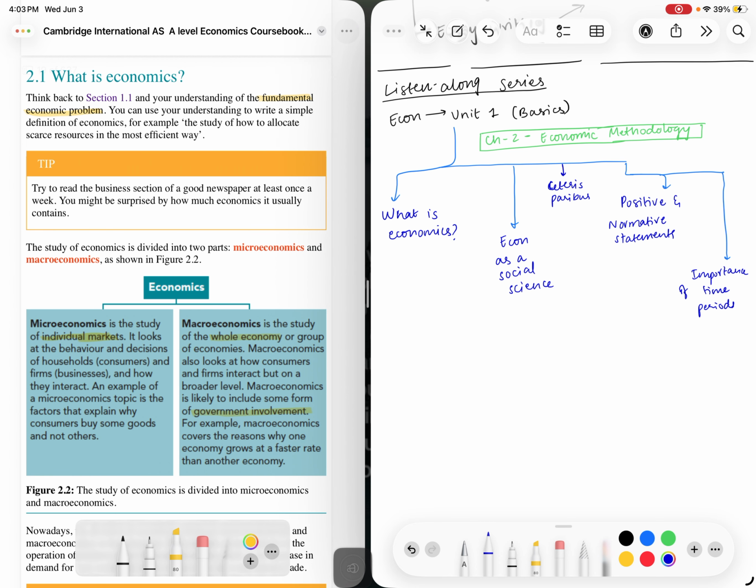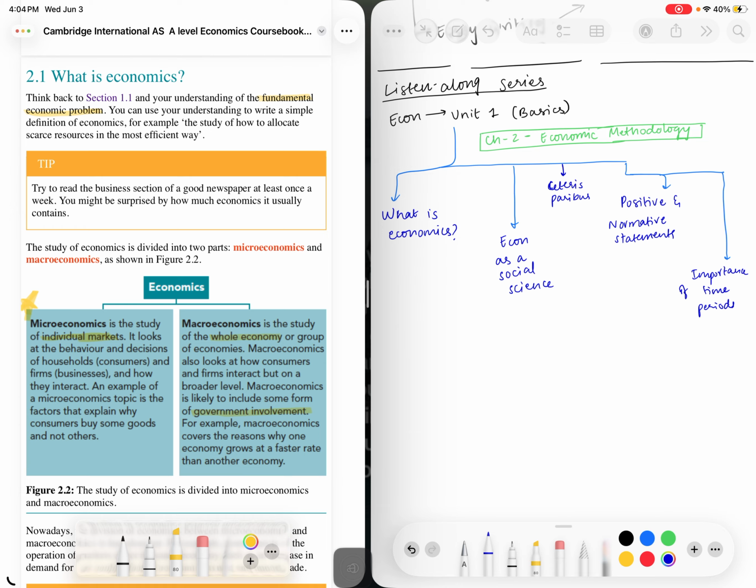So now that we've understood what the fundamental economic problem is, which is basically that there are scarce resources and unlimited wants, in order to understand it better, it can be divided into two parts: microeconomics and macroeconomics. Microeconomics is basically about individual markets, how a household interacts with a business. What can you understand from that? How can we explain why consumers buy some goods and not others, right?